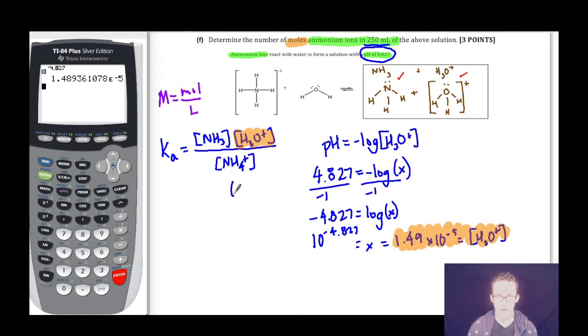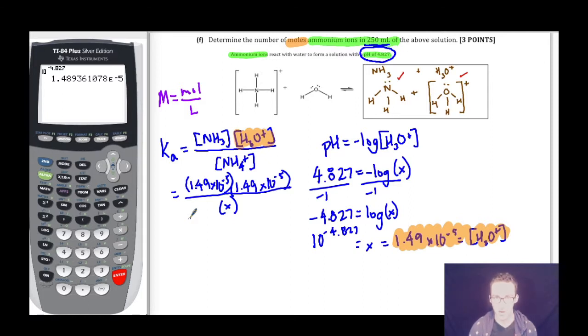Let me plug that in here. So we get 1.49 times 10 to the negative 5. Now, because the ratio of hydronium to ammonia is 1 to 1, the concentration of ammonia is also 1.49 times 10 to the negative 5. We are looking for the concentration of the ammonium ions, and the only other thing we need now is what the value for Ka is.